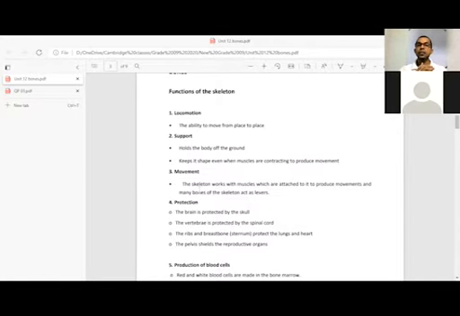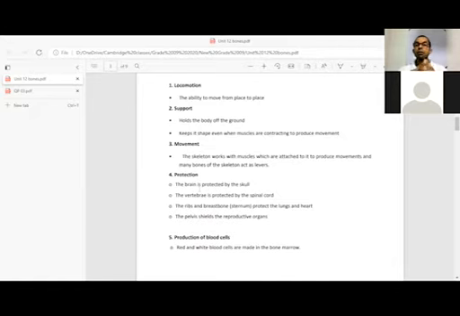So one function is locomotion. That is, we have the ability to move from one place to another by the function of the skeletal system. One other function is support. It holds our body off the ground. If we do not have a skeletal system, what will happen? We may be like a worm then, right? And it keeps our shape. When we are contracting the muscles also, it helps to keep the shape of the body. Locomotion, support, and movement.